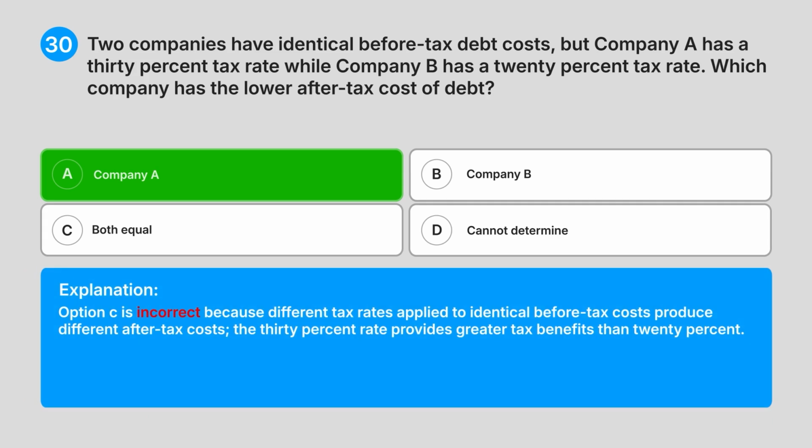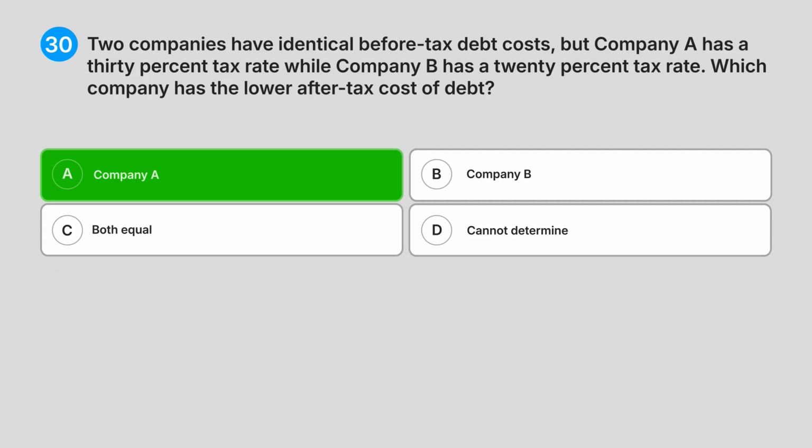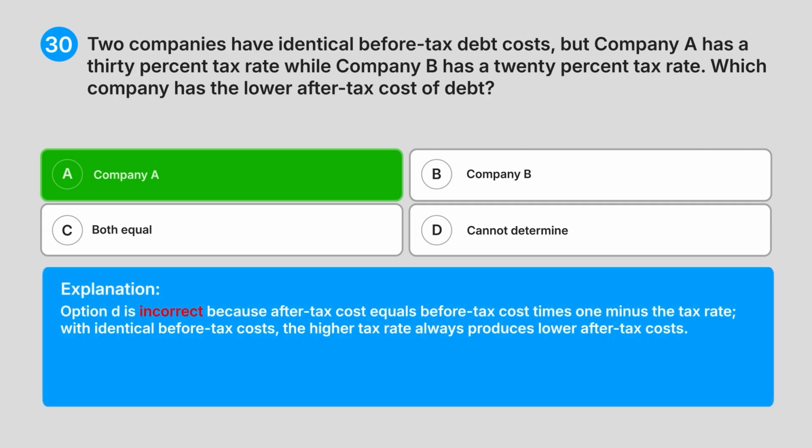Option C is incorrect because different tax rates applied to identical before-tax costs produce different after-tax costs. The 30% rate provides greater tax benefits than 20%. Option D is incorrect because after-tax cost equals before-tax cost times 1 minus the tax rate. With identical before-tax costs, the higher tax rate always produces lower after-tax costs.